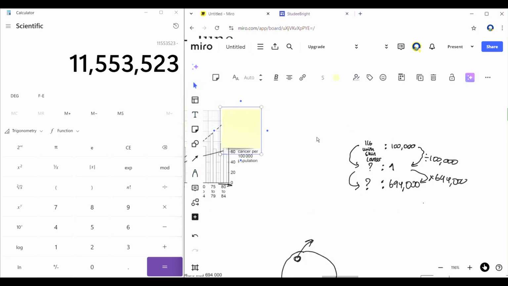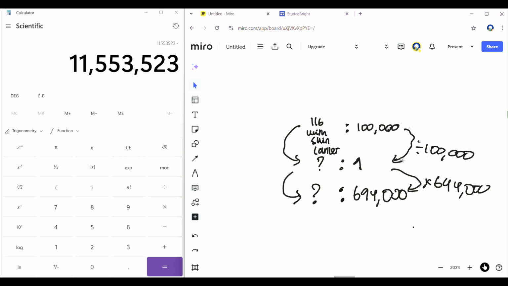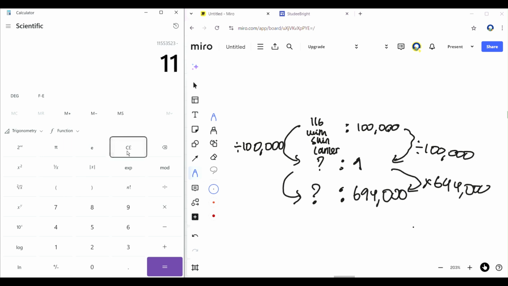Whoops. Oh man, what is going on today? So we're not having a look at this bottom line here. We are having a look at just this first line and the second line. So we did 100,000 divided by 100,000 to give us 1. So we have to do 116 divided by 100,000 here, because remember, like I said, whatever you do to one side, you've got to do to the other. So let's do that and see what it is. So 116 divided by, oh, I need to clear my calculator.